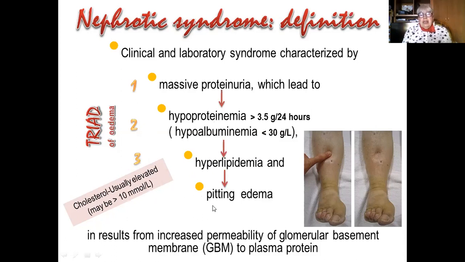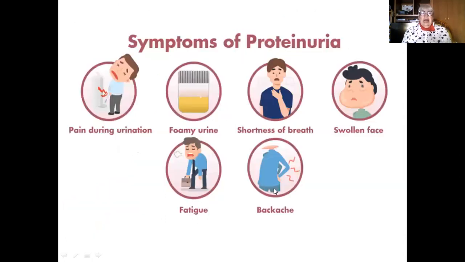And then you see here pitting edema. It may be with or without edema, but there will be three components of this triad. So massive proteinuria, then hypoproteinemia, for the first hypoalbuminemia, and as you see here, it may be pitting edema as a sign. And let's go to the next step.